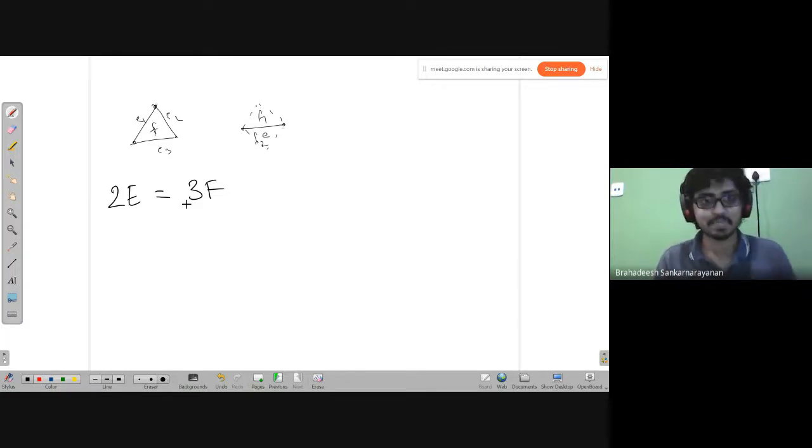Anyway, so is this clear? I want to count the total number of edges. If you want to do that, just see for every face, I'm going to count 3 times. So 3 times F will give me the total number of edges, but counted twice. I hope this is fine.